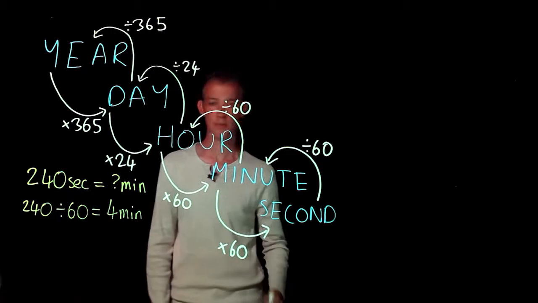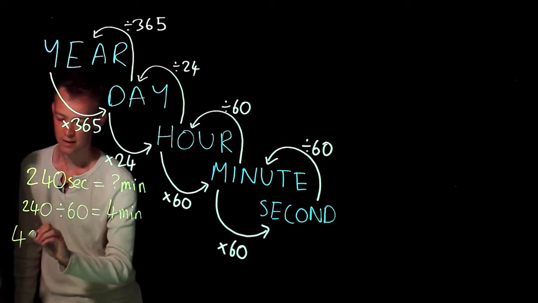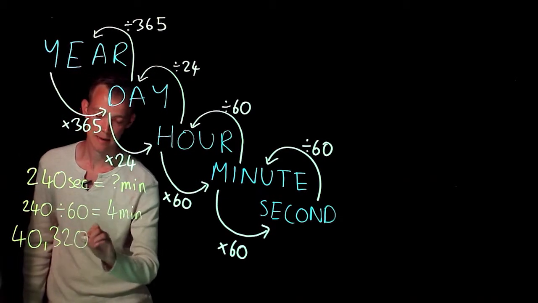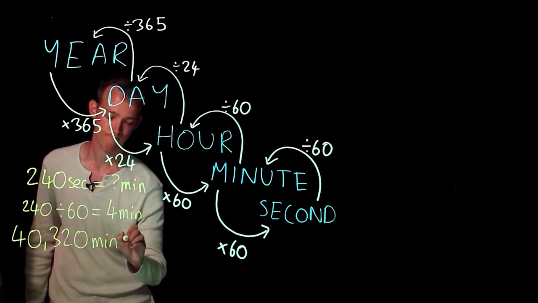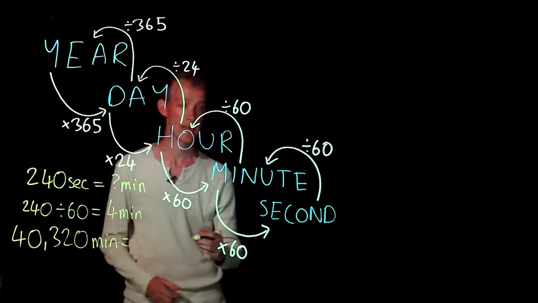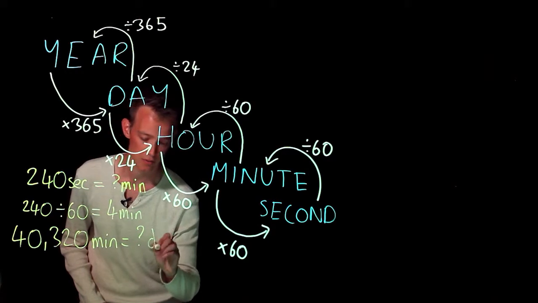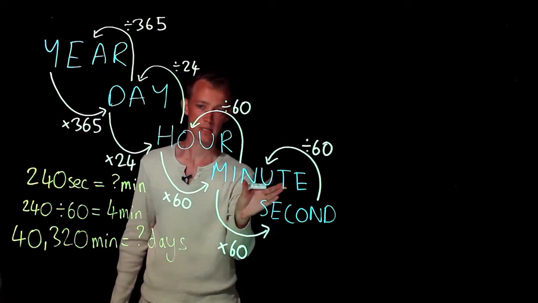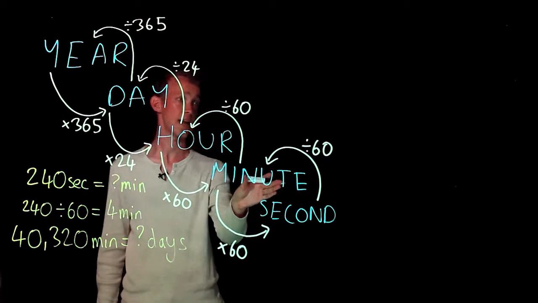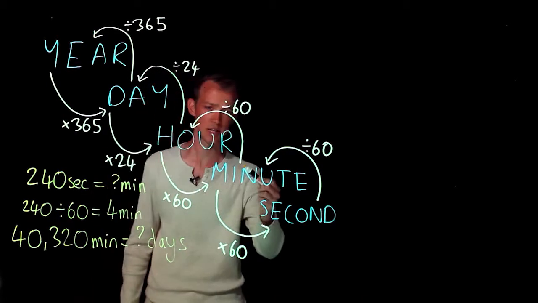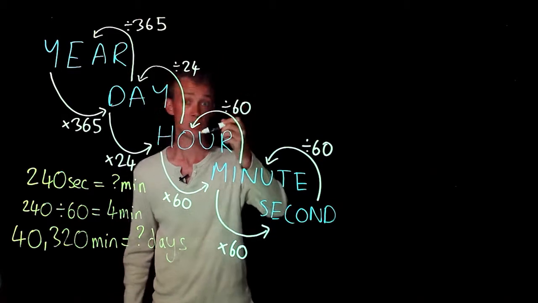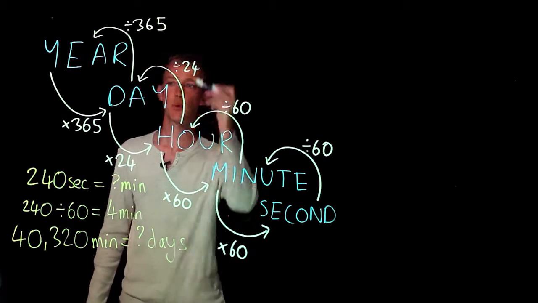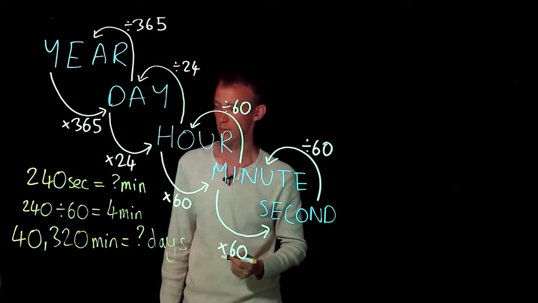Okay, what happens if we have, let's say, 40,320 minutes, and I'm trying to convert that into a number of days? Well, minutes into days, I need to do 2 steps. I need to first of all divide by 60 to work out how many hours. I then need to divide by 24 to go into the number of days.